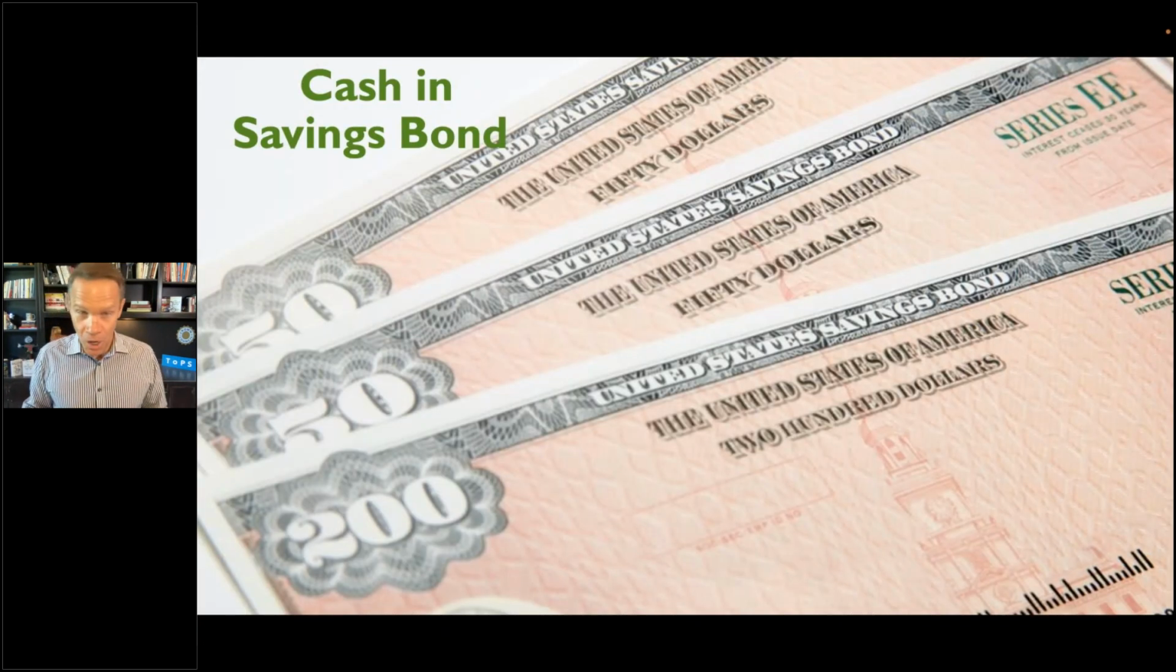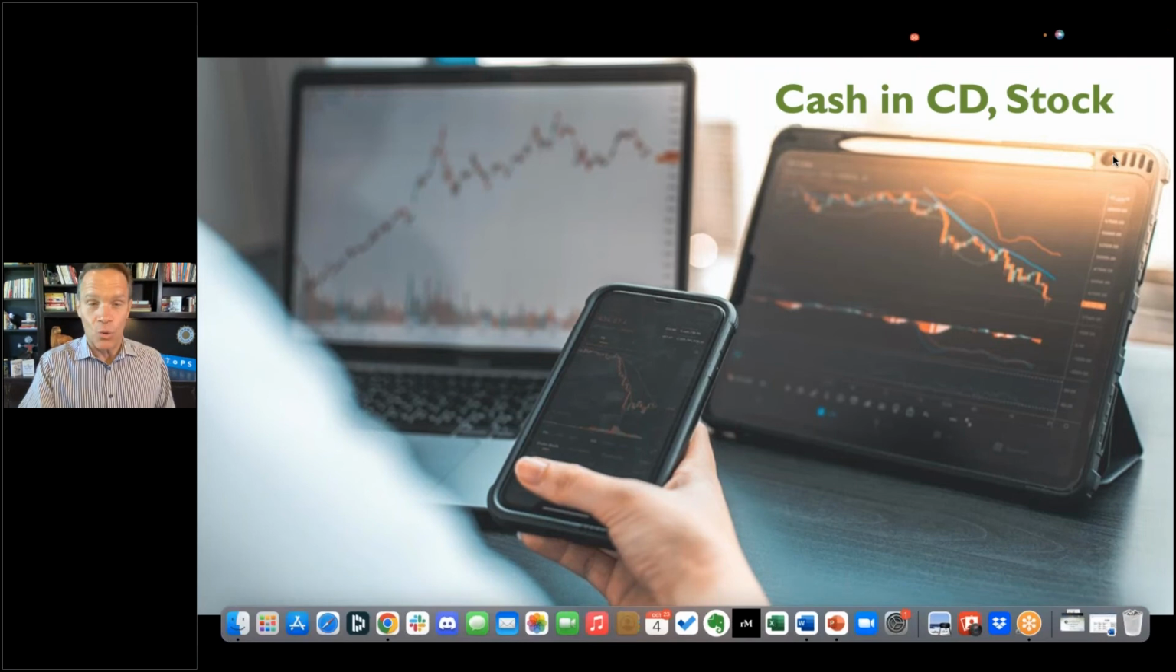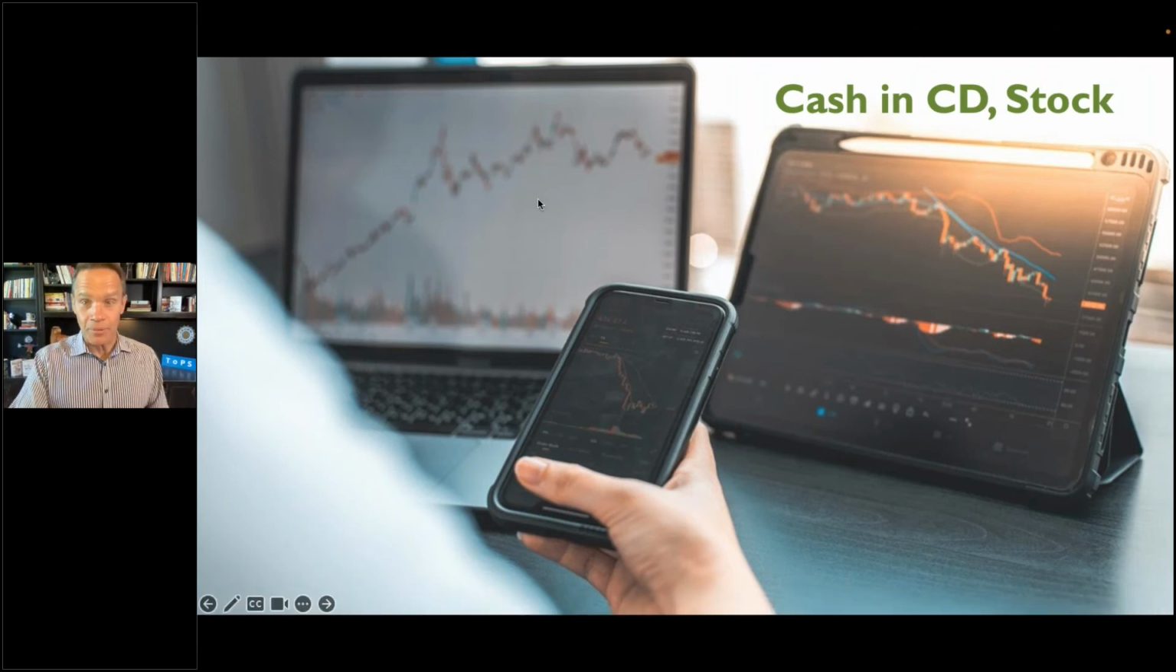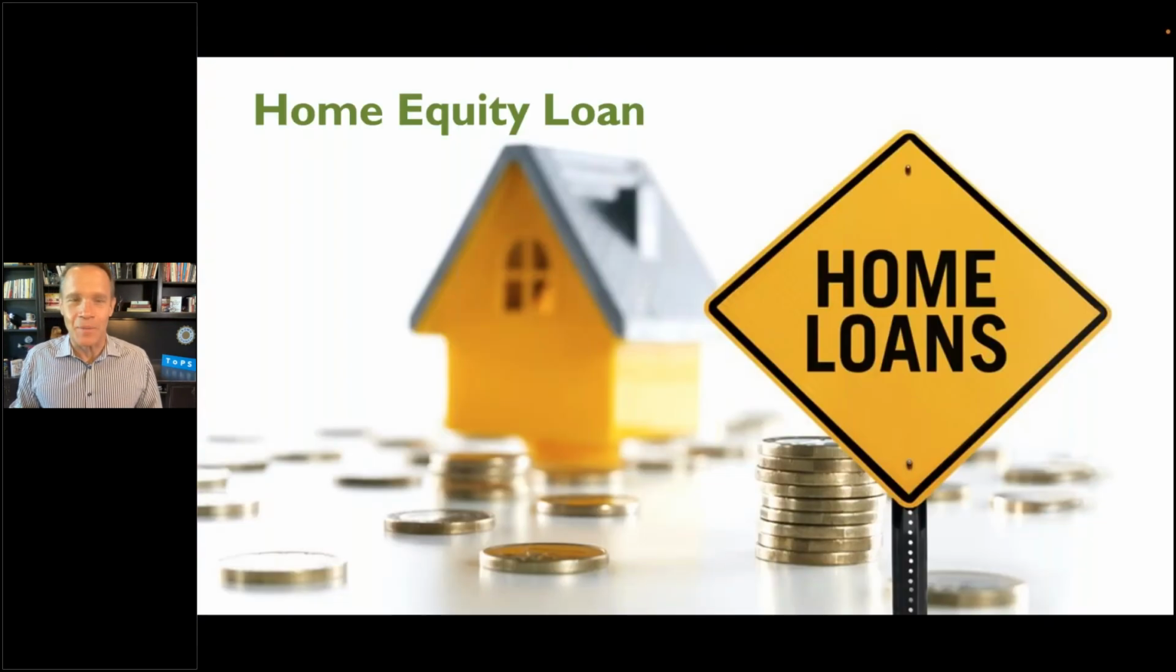Cash in a savings bond, right? Look to their savings. Cash in stocks or bonds or CDs. Again, these are all options of ways people have paid for treatment. Sell an old car. Are you getting to the point where you say, Steve, you're being ridiculous? These are all ways patients have paid for treatment. So if you want to be a great financial coordinator, you got to be creative.